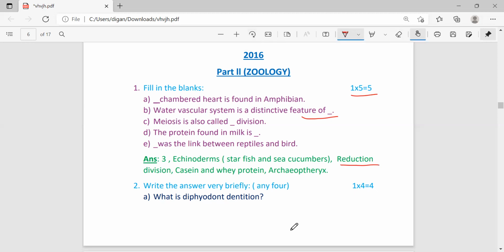Why is it called reduction division? Since in meiosis the number of chromosomes becomes reduced to half in the offspring. The number of chromosomes is reduced to half during the division, and that's why it is known as reduction division. Next, the protein found in milk is casein and whey protein.